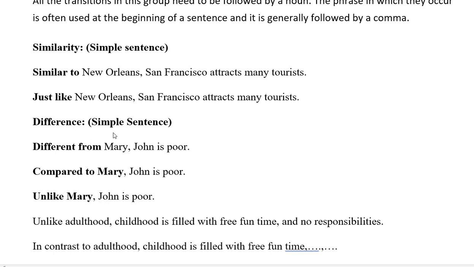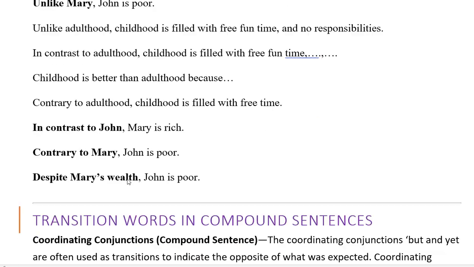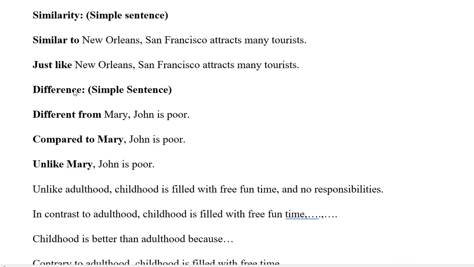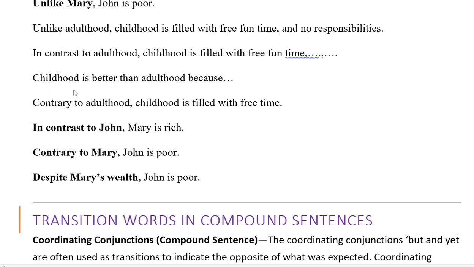You can use transition words of difference in a simple sentence. In other words, different ways of saying but, different ways of saying and. So different from Mary, John is poor. Compared to Mary, John is poor. In contrast to John, Mary is poor. And contrary to Mary, John is poor. So all of these are transitional expressions used in simple sentences.